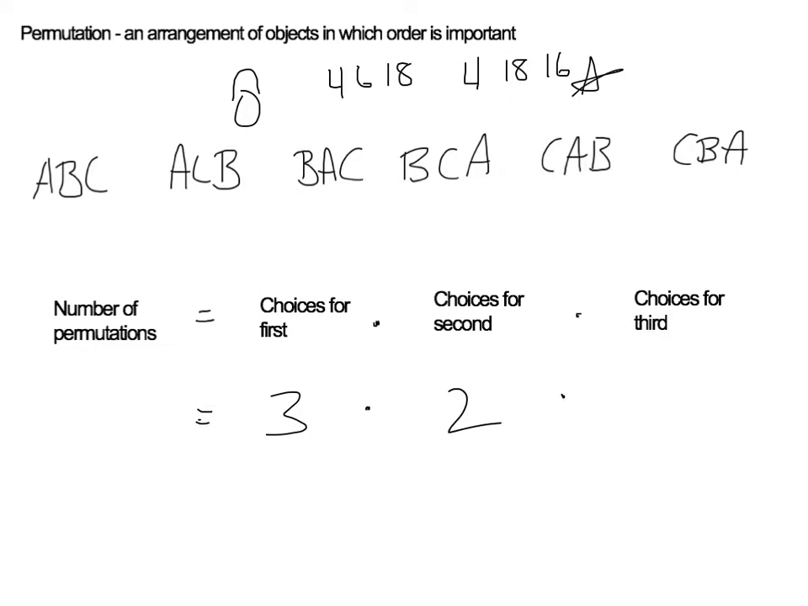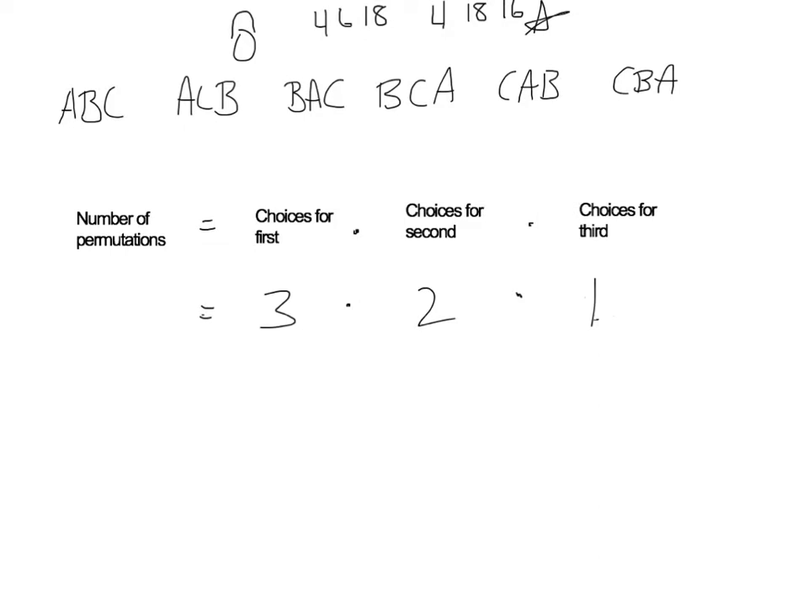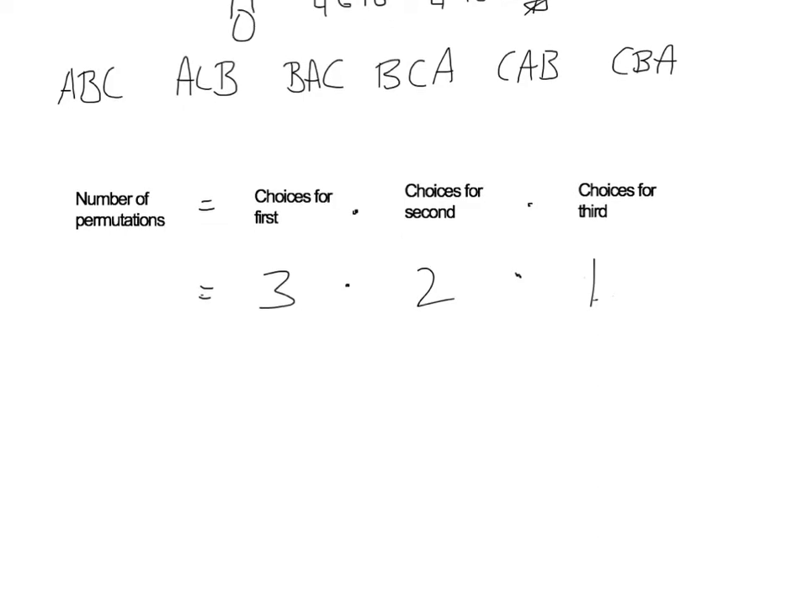Then my last letter, well, I already picked A, then I picked B. The only one left to pick from is C, and instead of writing C, I should put 1, because that's the number of choices. So the number of permutations is, in this case, we already said 6, but you could calculate that by doing 3 times 2 times 1, which gets you 6.